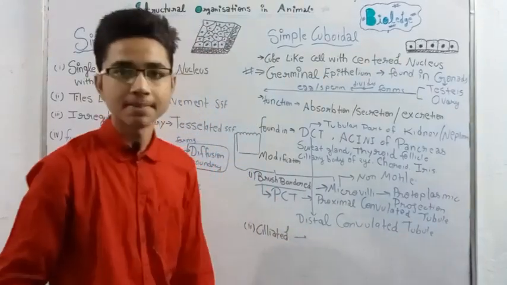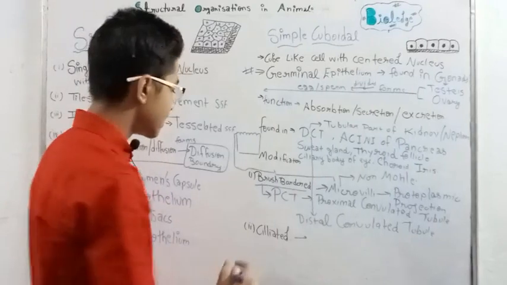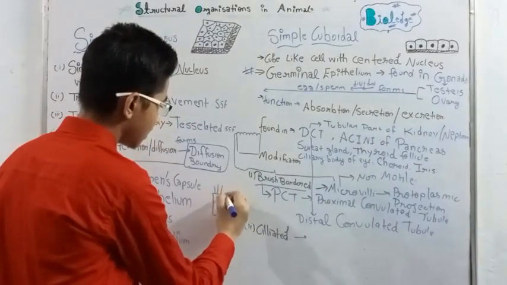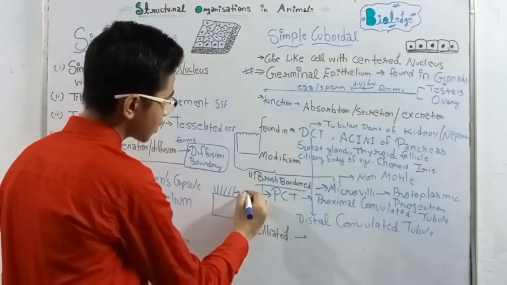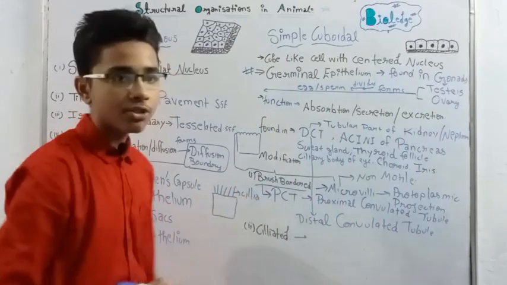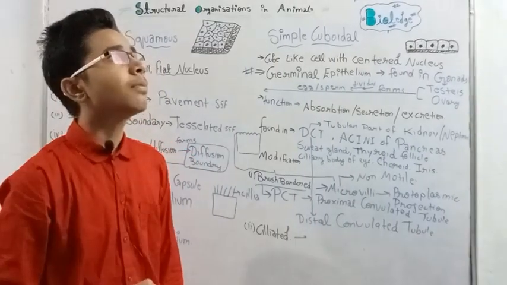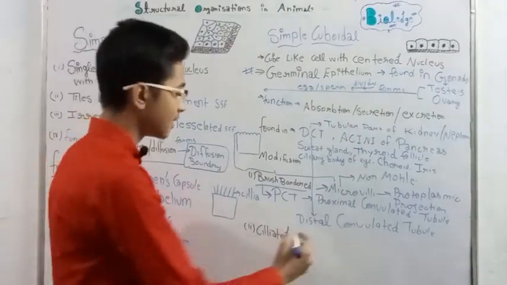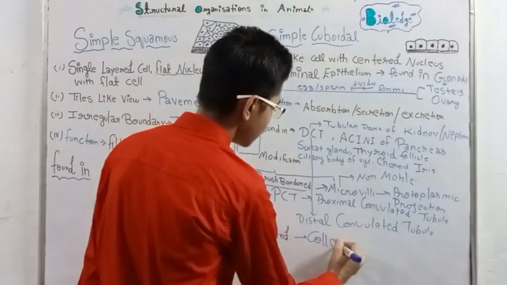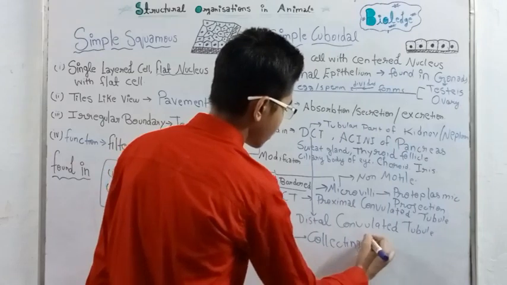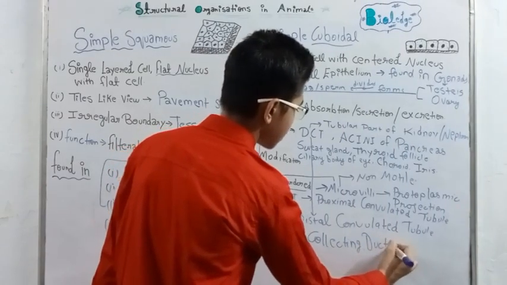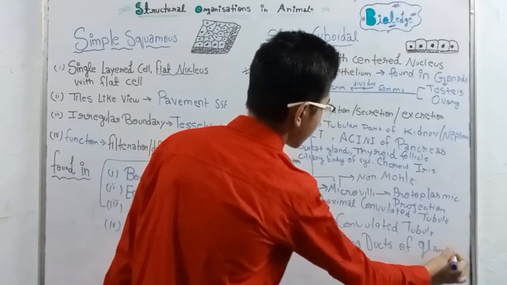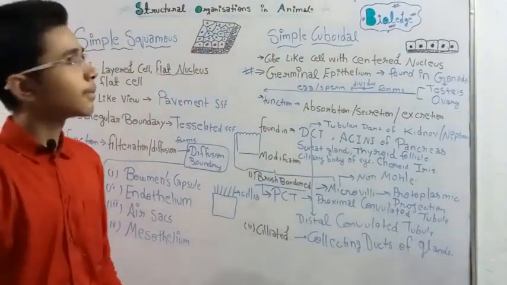Next we have ciliated. There is the presence of cilia. Cilia move. Let's draw here. These projections are termed as cilia. They are actually movable. A very good example of ciliary movement is the collecting ducts and ducts of glands. So this is something about the simple cuboidal.